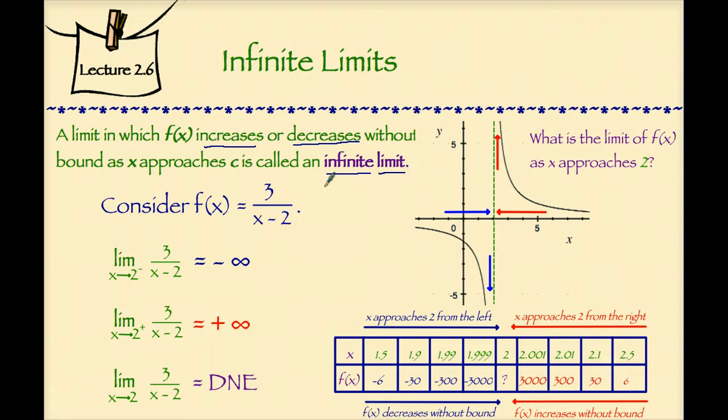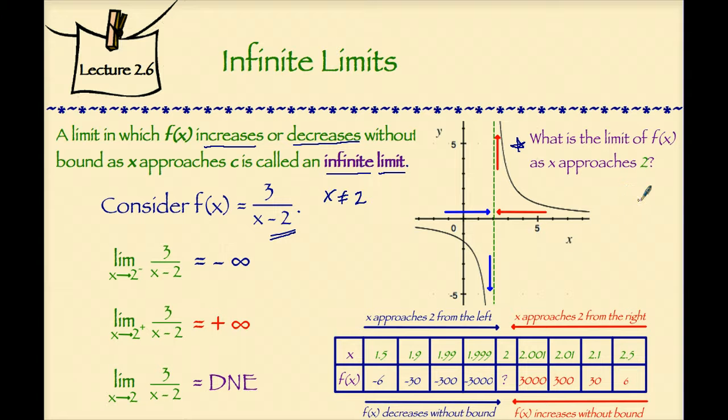limit. Consider the function f of x equals 3 over x minus 2, another rational function, and by now we're aware that we should examine the denominator to determine if there are any values which should be excluded from the domain. We find that x cannot be 2 in this particular function. We would expect a vertical asymptote to show up in the graph. Of course, we see it here. And we ask this question, what is the limit of f of x as x approaches 2?